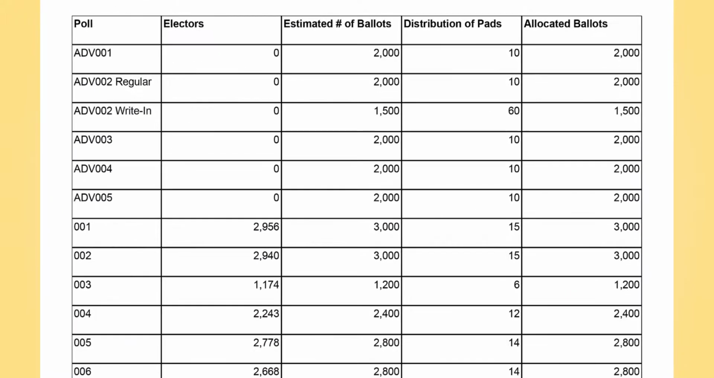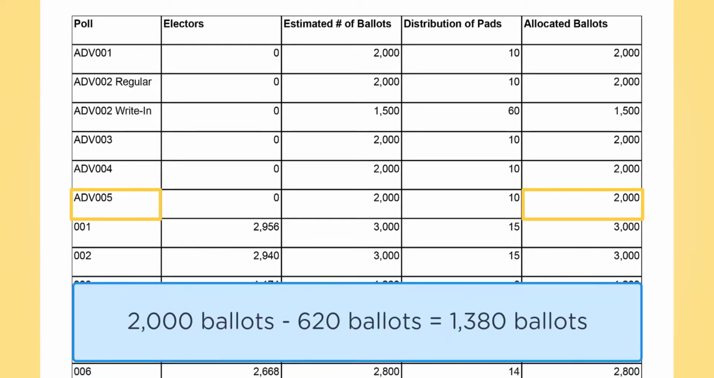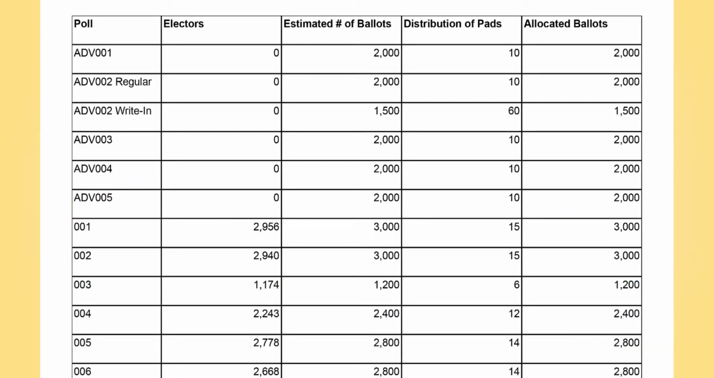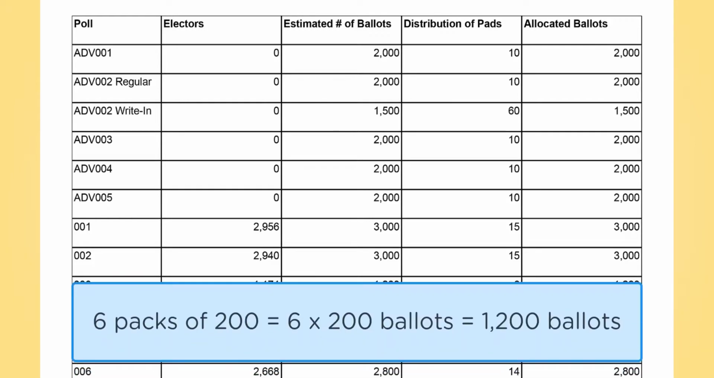For example, advance poll 005 only issued 620 of the 2,000 ballots that were allocated. This leaves 1,380 unused ballots. In this situation, you can reallocate some of the unused ballots. Since only ballots in unopened packs of 200 can be reallocated, let's reallocate 6 packs, or 1,200, ballots.